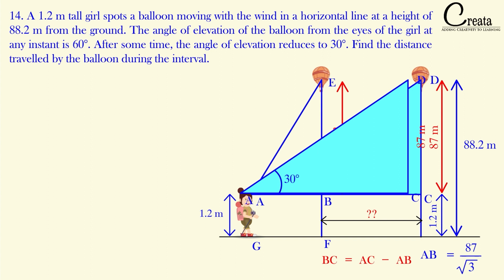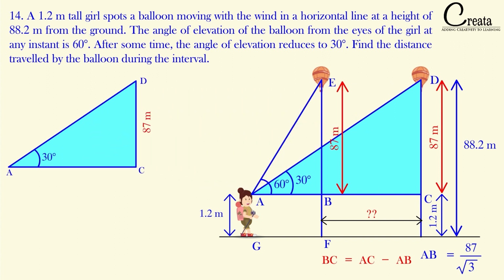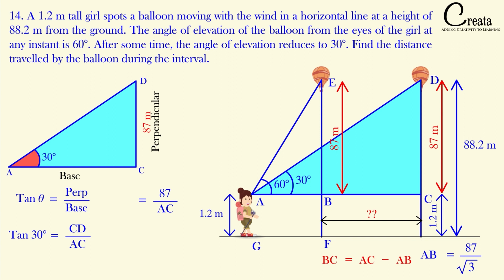Further, let's take the second triangle, the triangle ACD. Here the perpendicular is CD, which is the side opposite to the trigonometric angle 30 degree, and AC is the base of this triangle. Here again tan theta will be applicable, which is perpendicular upon base. So tan 30 degree is equal to CD upon AC, and CD is given as 87 meter that we have just calculated. And what is the value of tan 30 degree? It is 1 upon root 3. So we got 1 upon root 3 is equal to 87 upon AC. We got AC as 87 root 3 meters.